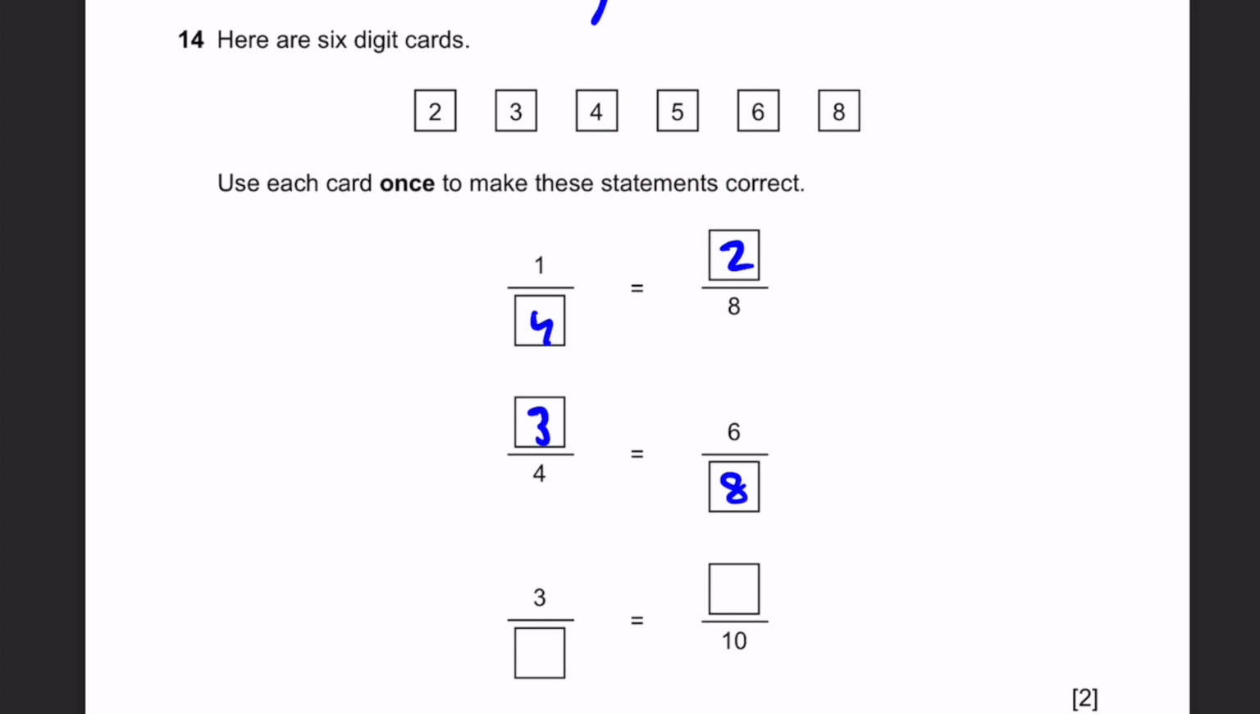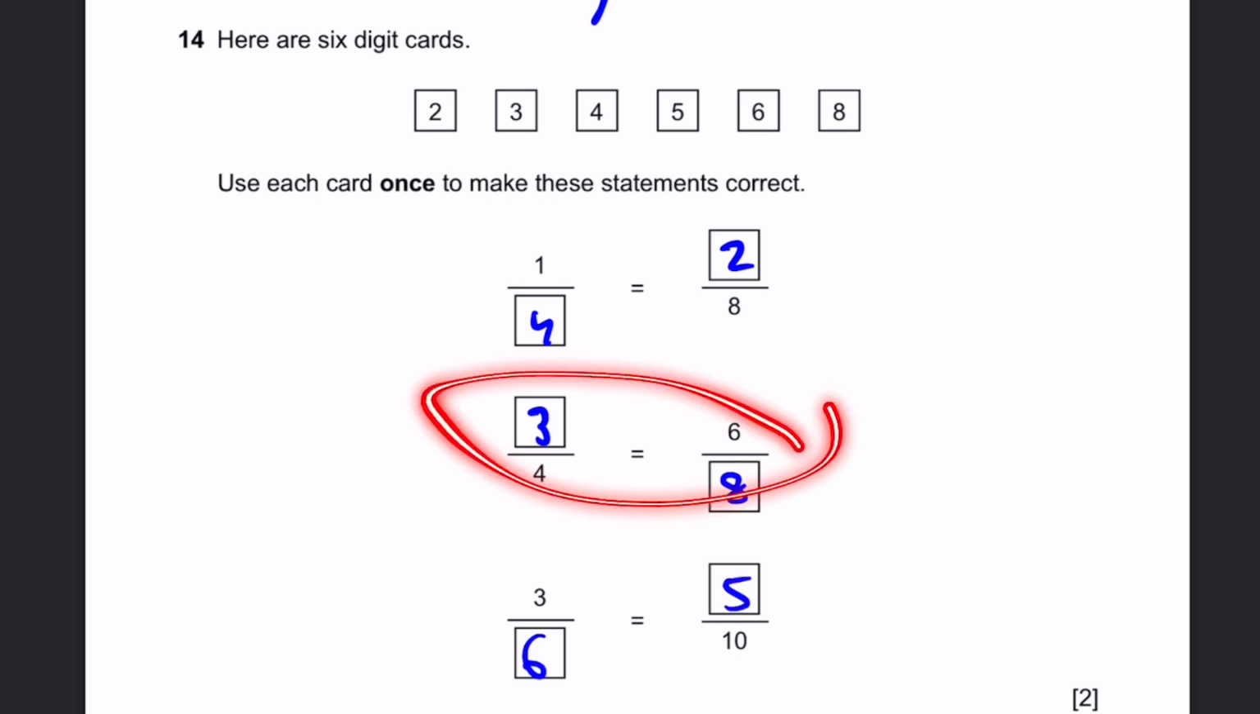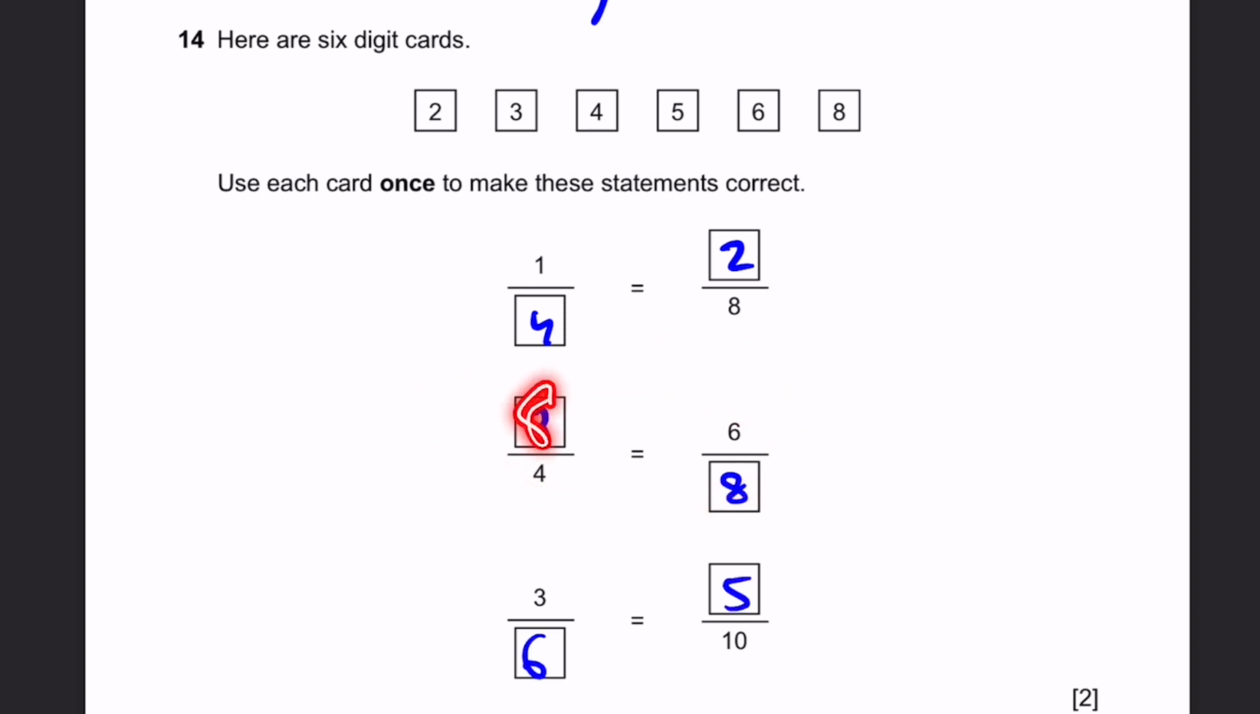3 by dash is equal to dash by 10. Over here, there are two answers. 3 by 5 equals 6 by 10 is correct, and 3 by 6 equals 5 by 10 is also correct. So anything is fine. Oh yeah, by the way, if you switch this one also, 8 by 4 equals 6 by 3, that's also correct. Both equal 2.